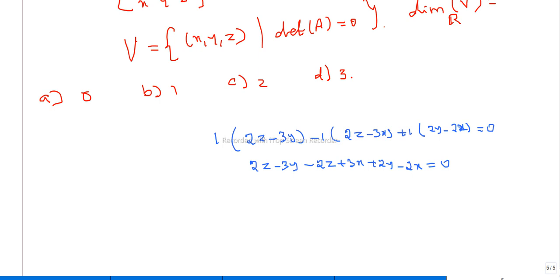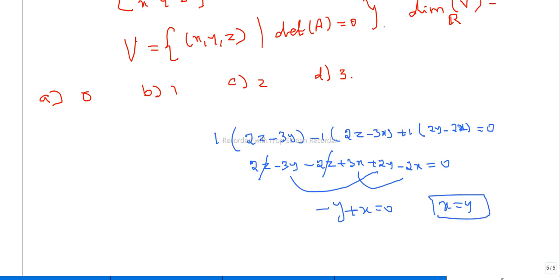Now we can cancel this 2z and then this 2z, right? And then we can add these two, we have a minus y, and then add these two, we have plus x equal to 0. That means what? x equals y. Now we have reduced one variable. So this is the only condition, x equal to y. In the determinant equal to 0, we get only the relation x equal to y. Therefore, in V, x comma y is nothing but again x comma x. So how many variables now? We have only 2 unknowns, x and z. Therefore, the dimension is 2. So we have to reduce only one variable using the given condition.